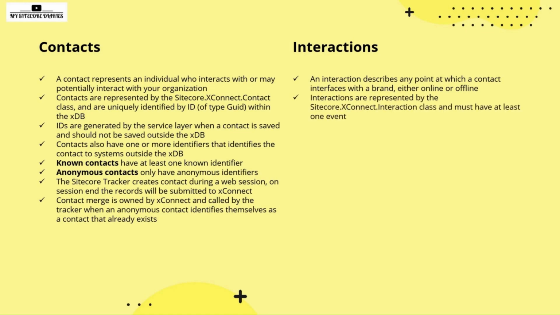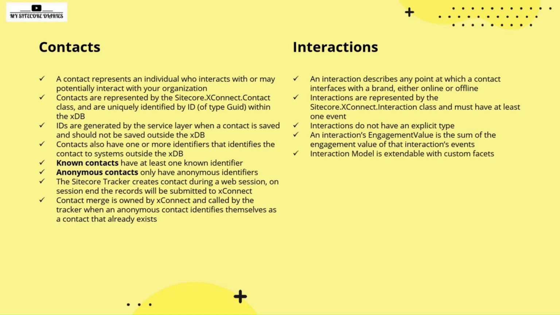The class which is used is sitecore.xconnect.interaction, and interactions must have at least one event. So an interaction should have at least one event associated with it. Interactions do not have an explicit type. Interaction engagement value is the sum of the engagement values of the interaction's events. So it is the sum of all the events associated with that interaction. The interaction model is extensible with a custom facet.